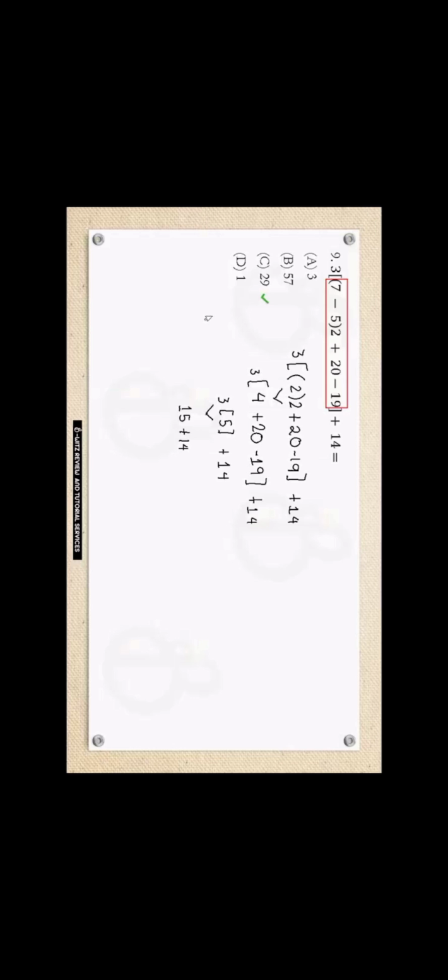Notice the small values in the bracket. So multiplying them by 3 and adding 14 will give a number just below 30. And 29 is the closest and correct one.